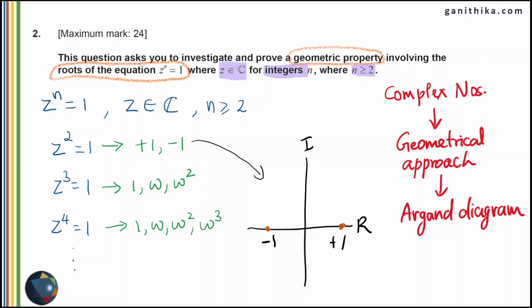And you can also try to represent the z^3 = 1 roots and z^4 = 1 roots on the Argand diagram before we proceed further. So you can pause the video here and try to represent the roots for the 3 equations given here. Proceeding further, we are given another piece of information here.